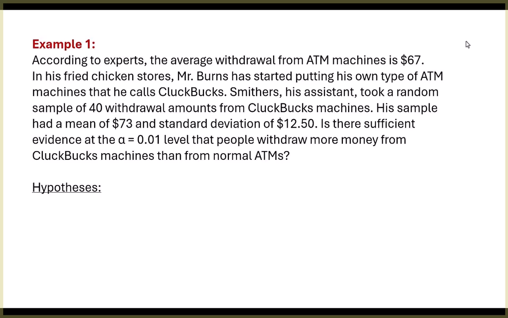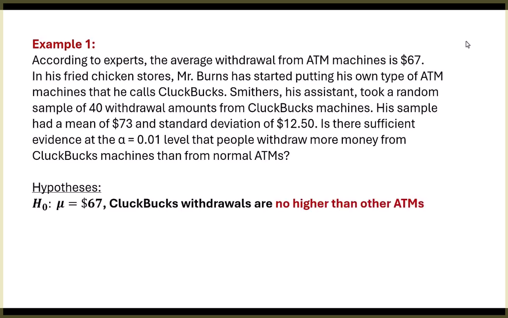Now, for the sample, they did. But we can't just generalize about that. We need to do a hypothesis test. So the first thing we do is our hypotheses. Well, the null is always, this is no different from everybody else. This is the status quo. Nothing's changed. And so our null hypothesis is that the average of these Cluck Buck machines is no different from ATMs in general.